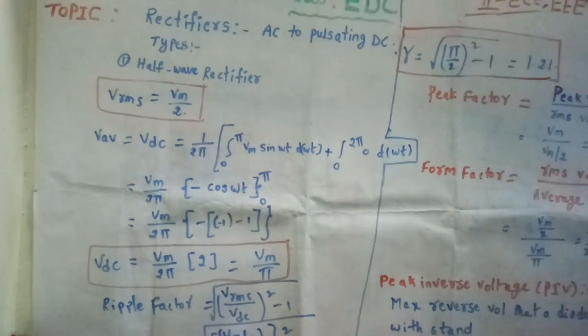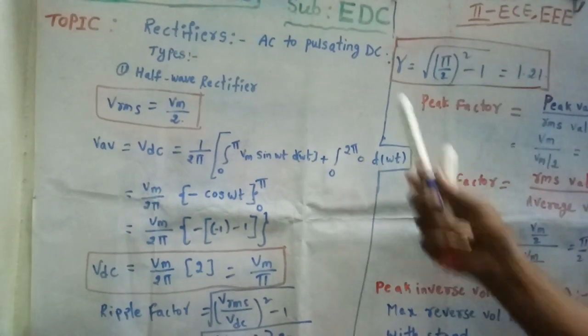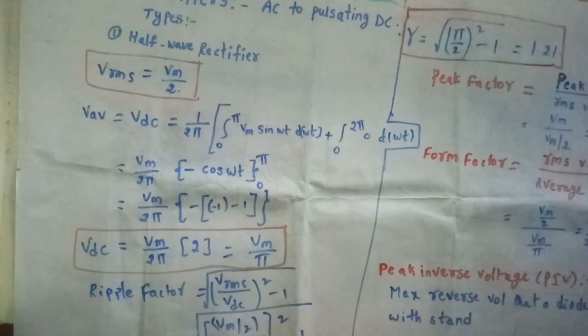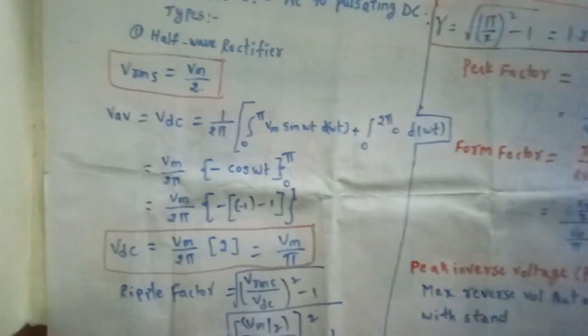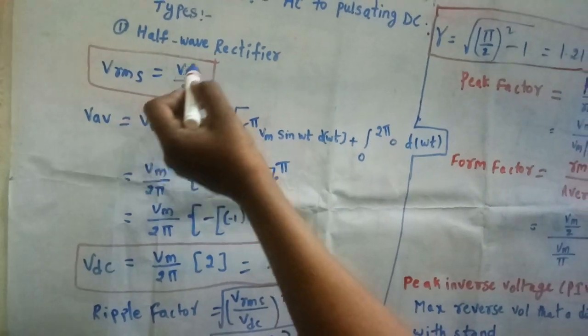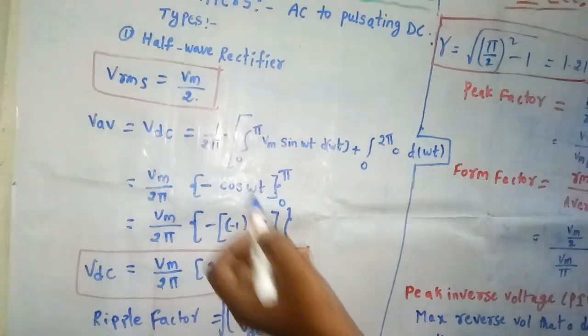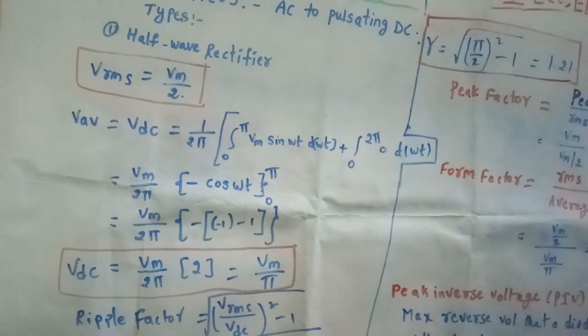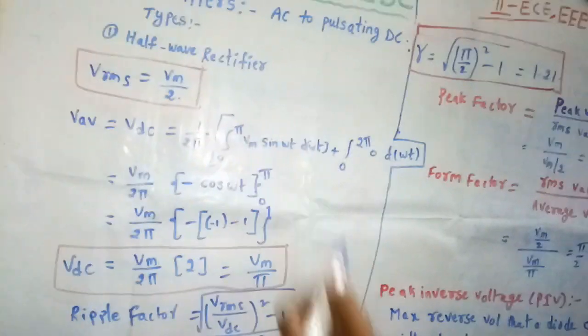Hi students, in the last class we discussed the half-wave rectifier. We continue that today. VRMS is Vm by 2. Already we derived this. The root mean square value of the half-wave rectifier is Vm by 2.